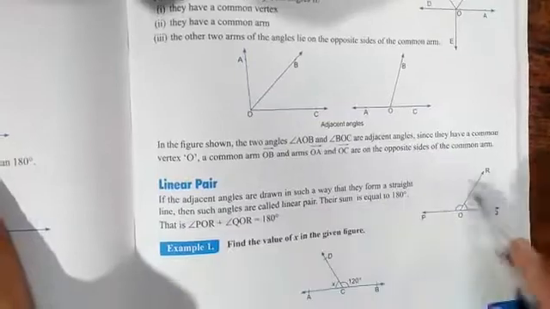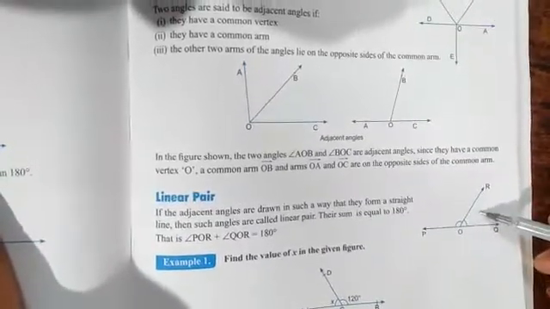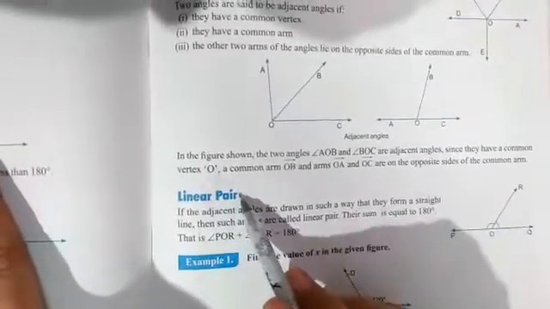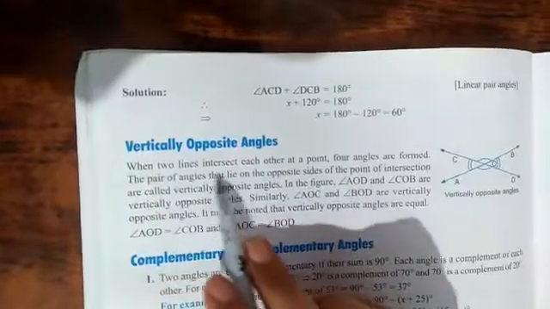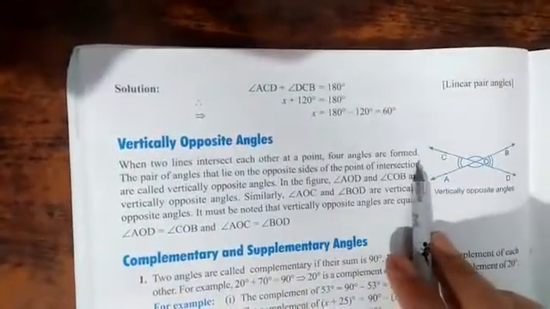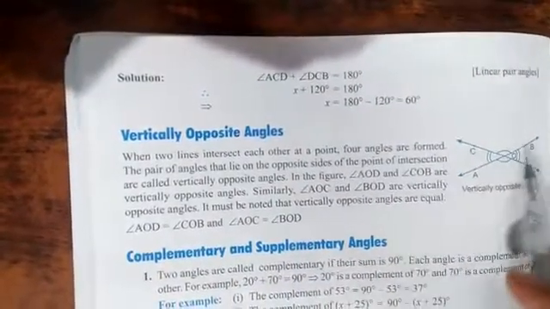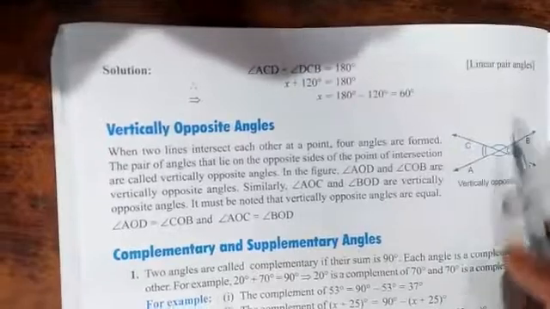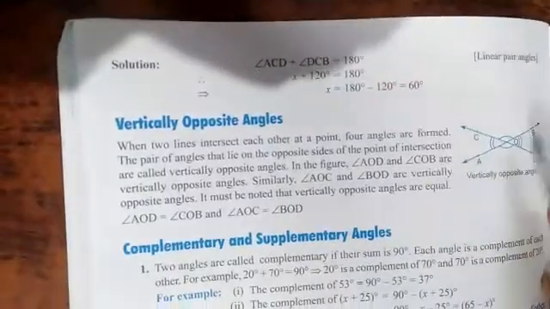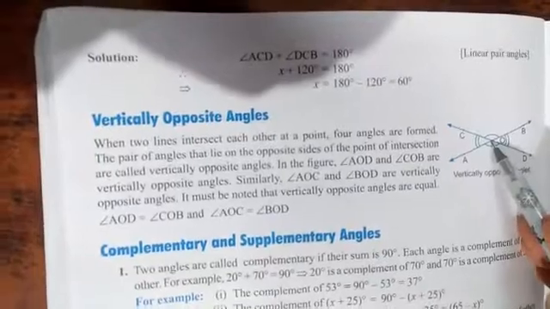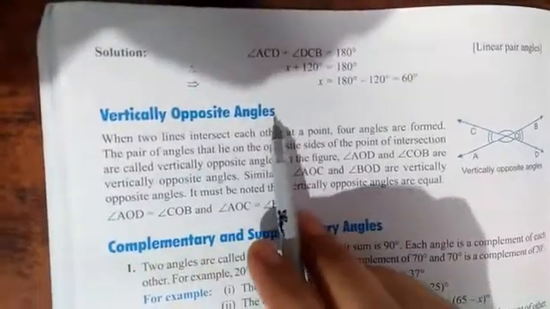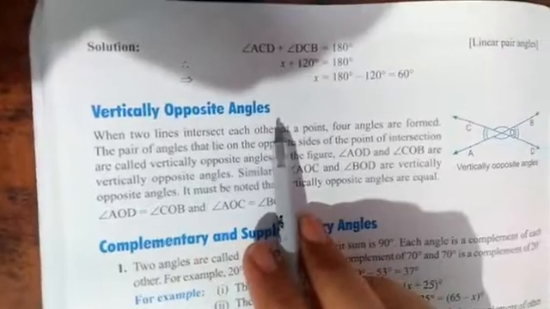Next is linear pair. If 2 adjacent angles are formed in such a way that they form a straight line, then they are called a linear pair. When 2 lines intersect each other at a point, 4 angles are formed. The pair of angles that lie on the opposite sides of the point of intersection, see this angle with this angle and this angle with this angle, are called vertically opposite angles. And vertically opposite angles are always equal.